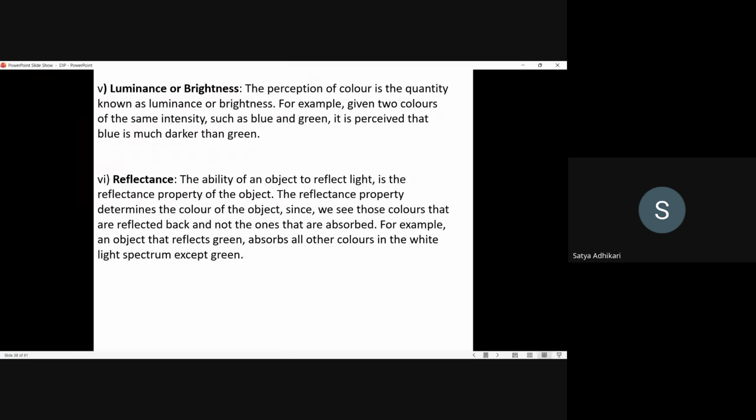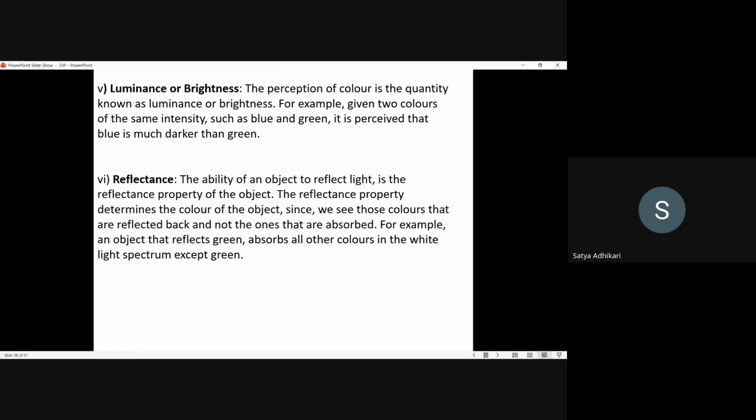Luminance. This perception of color is the quantity known as the luminance or brightness. For example, given two colors of the same intensity, such as blue and green, it is perceived that blue is much darker than green. Why is blue much darker than green? Blue has less wavelength. The ability of an object to reflect light is the reflection property of the object. The reflectance property determines the color of the object.